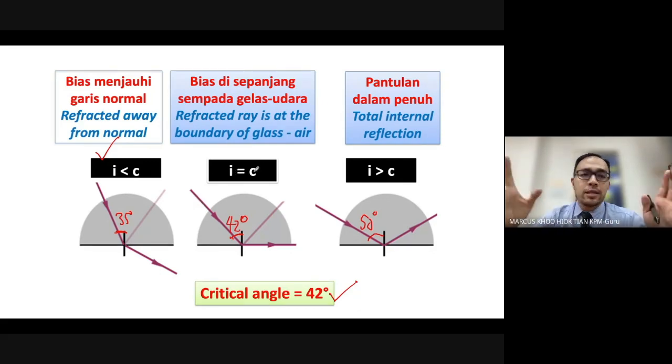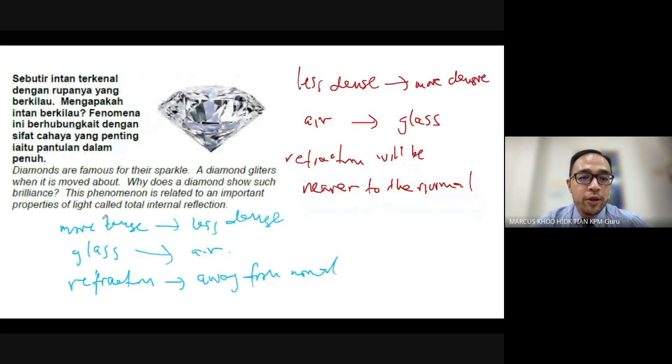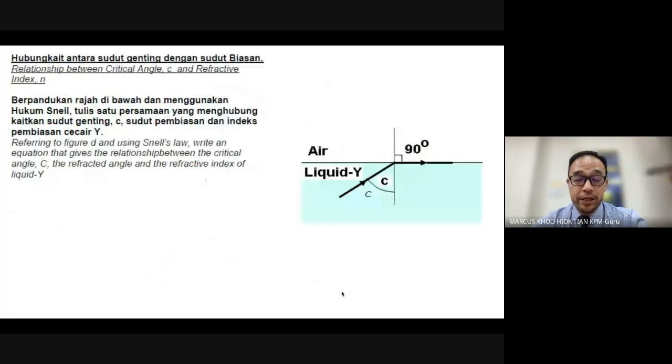Okay, this is really the summary of this entire subtopic. As I was saying at the very beginning, there are three ways to calculate refractive index: sine I over sine R, real depth over apparent depth, speed of light in the air over speed of light in the medium. So we also need to know how to calculate refractive index by using the critical angle.